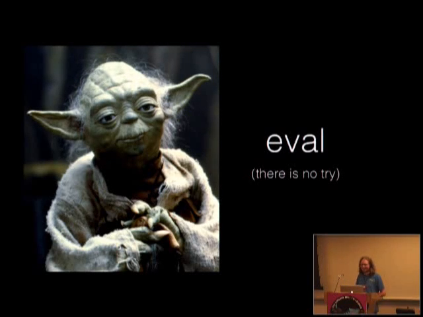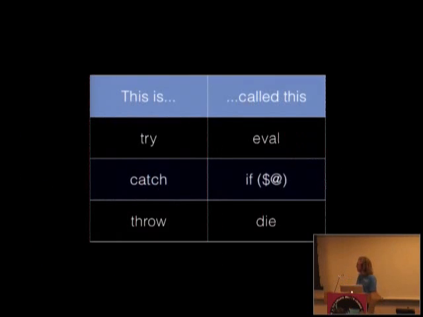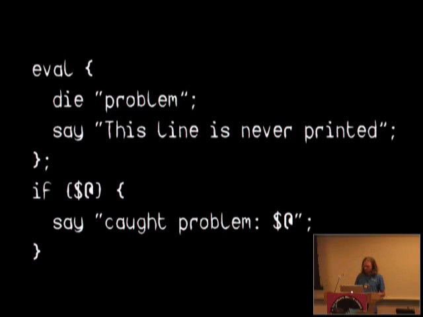So eval. Eval doesn't actually have a try. It has things which map to other things. Let's just show you an example. It's easier. So eval and then an if. So this eval is our try block. This is where exceptions can happen, and they will be caught.